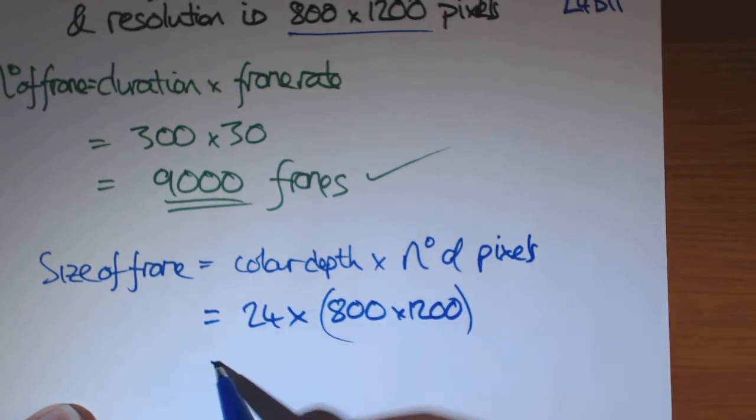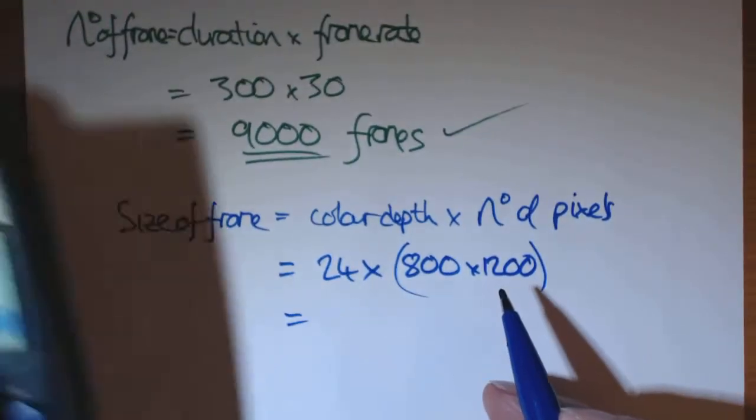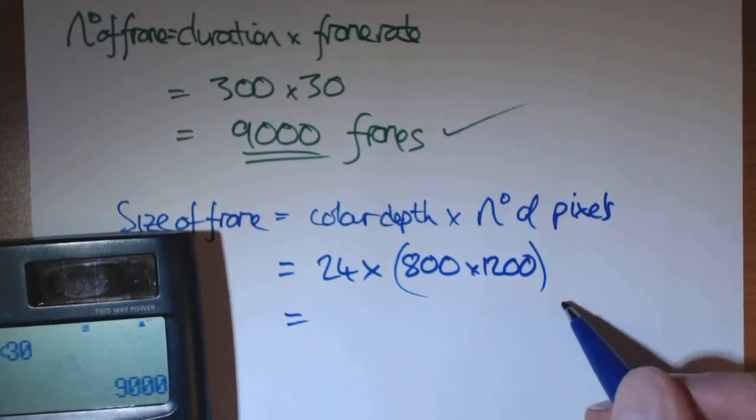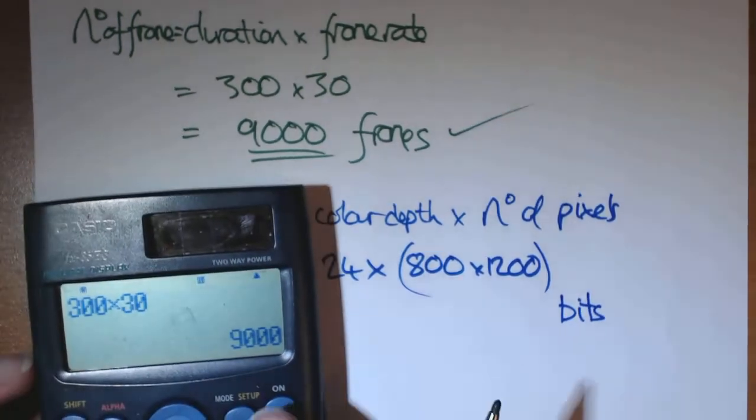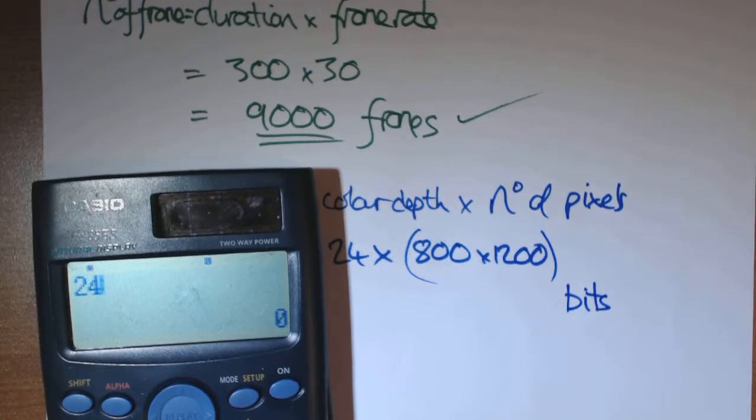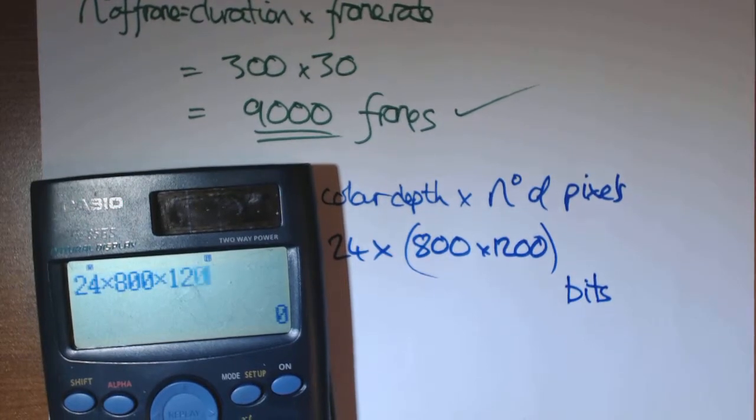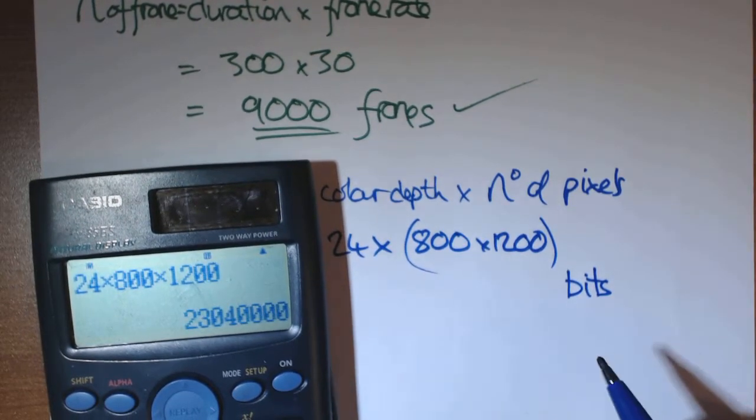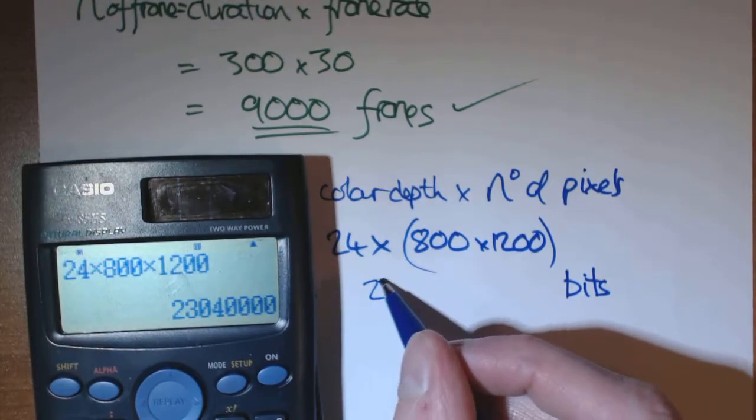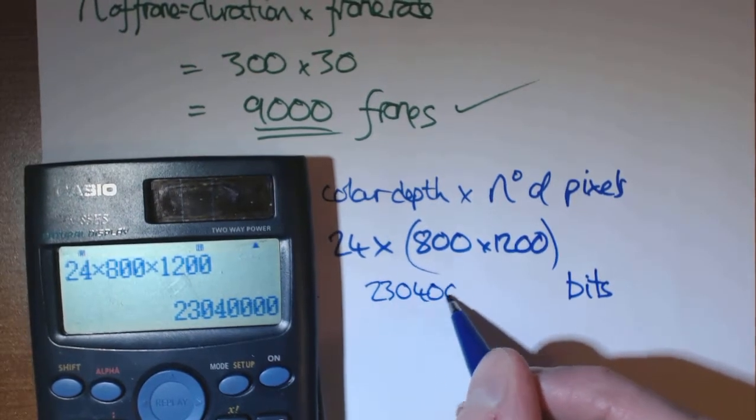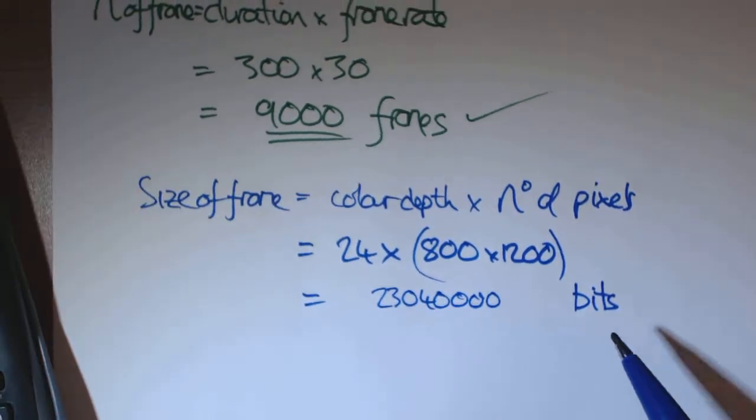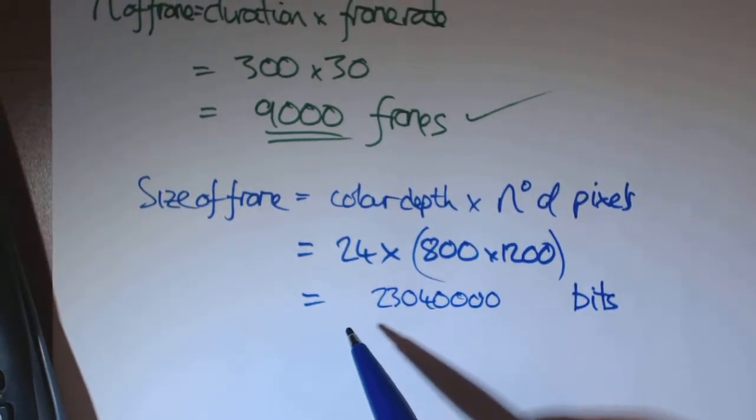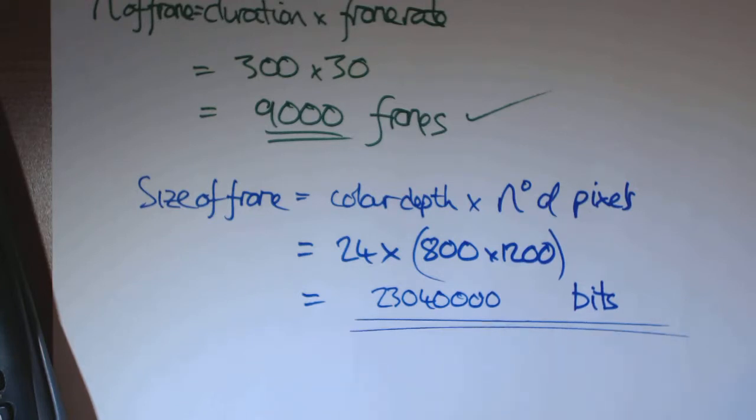You just put that in the calculator, and that will give you the size in bits of one frame. So we've got 24 times 800 times 1200. There you go, and that's just that big number, 2304000, and that's in bits. So one frame equals that number of bits.